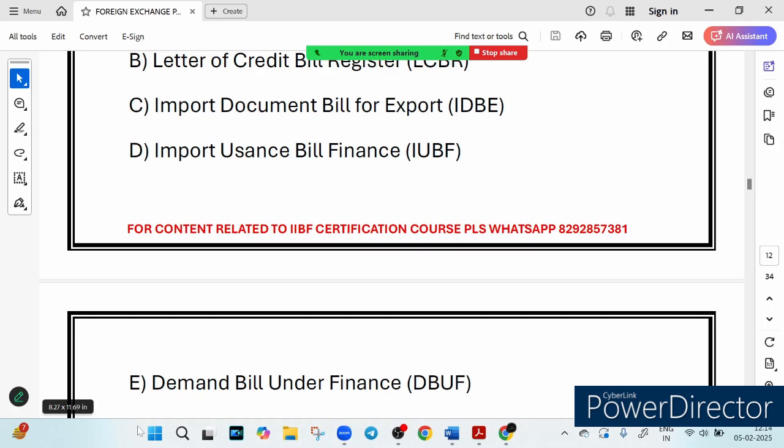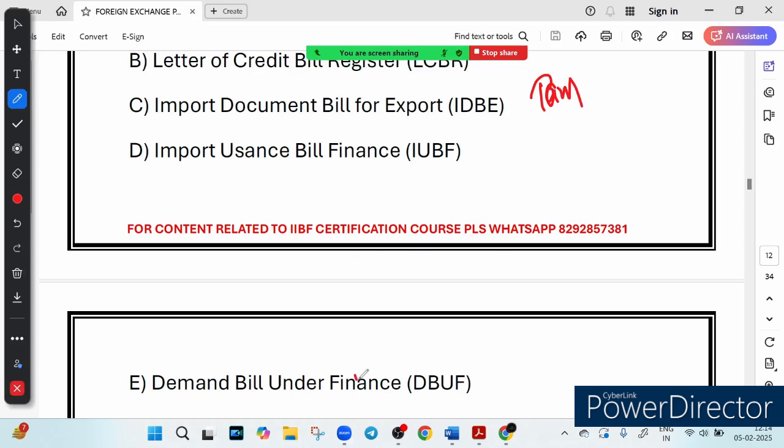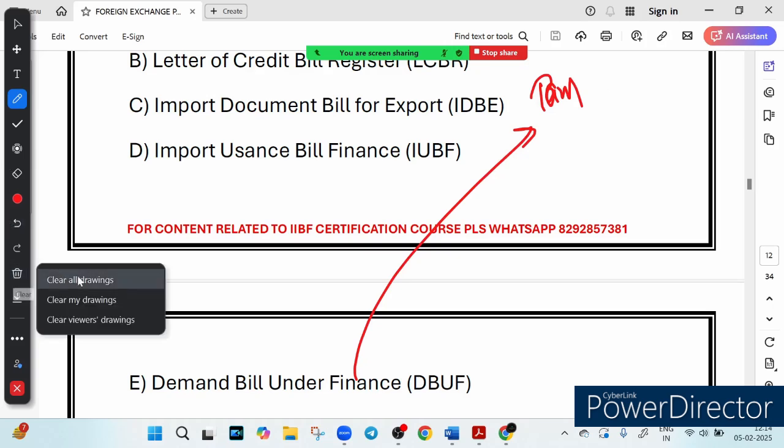Let me give you an example. Suppose we take an example of Tom. Tom is a person, right? I am talking about DBUF. Tom has to make immediate payment for goods, but the bank does not need to finance it. Since the payment is required right away, this is not a DBUF, but rather falls under the letter of credit bill register. So what is the key takeaway we have learned from this particular question?